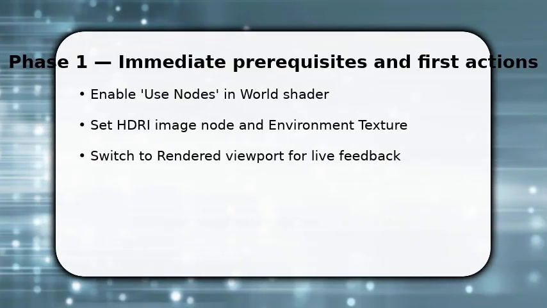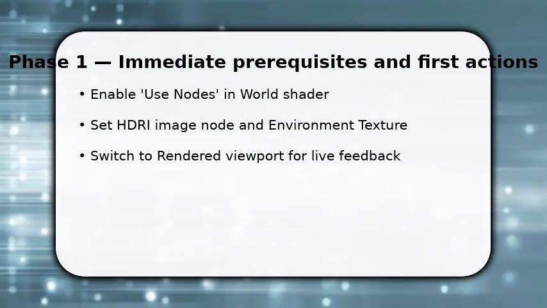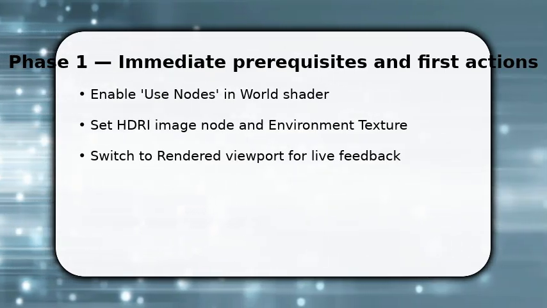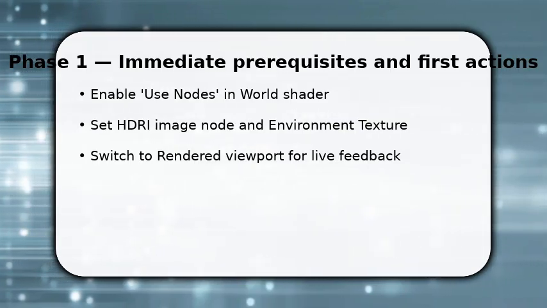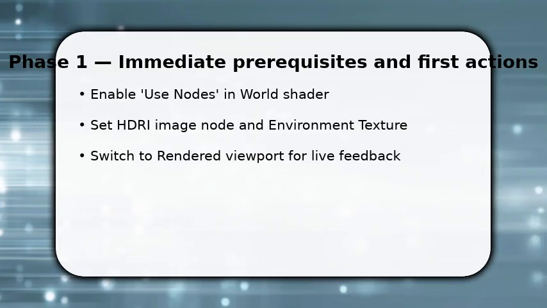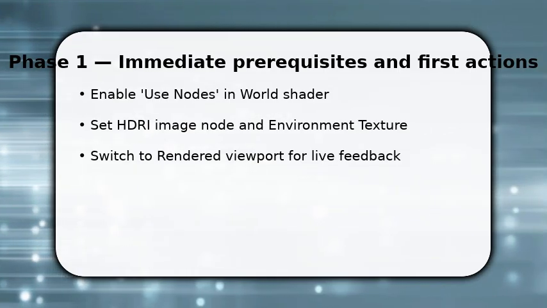You start by opening the World shader and enabling use nodes so Blender can use the HDRI. Add an environment texture and load your HDRI image. This gives lighting and reflections. Once done, switch to rendered viewport so you see real-time effects.